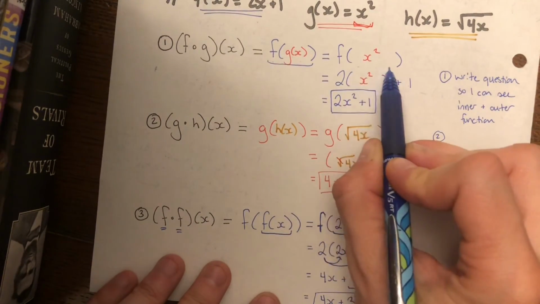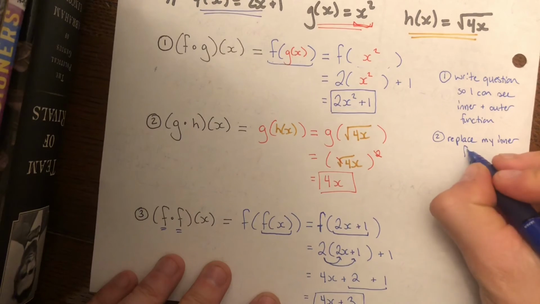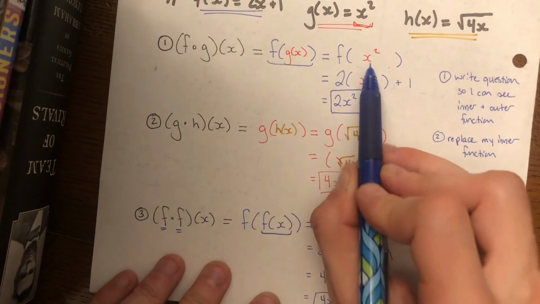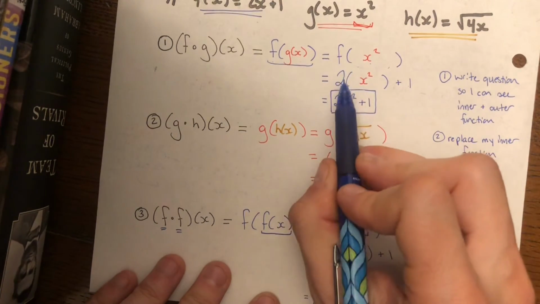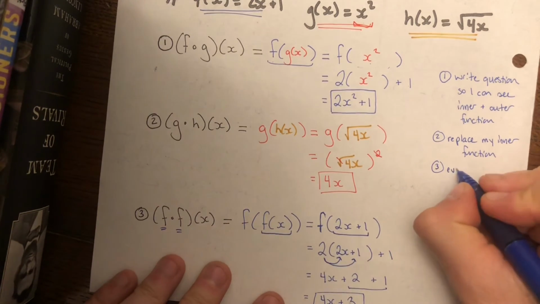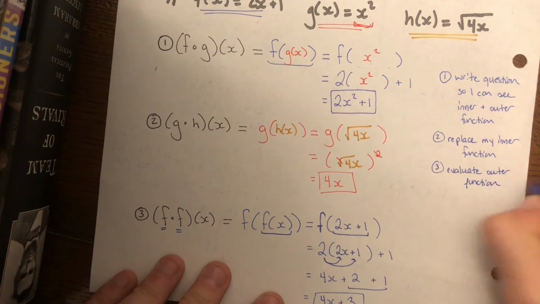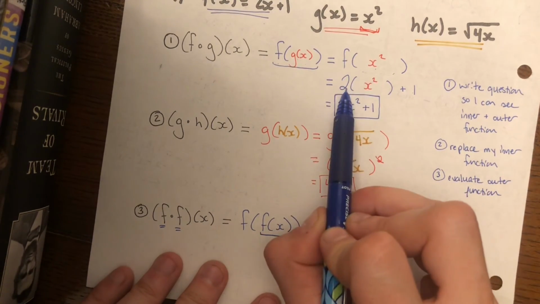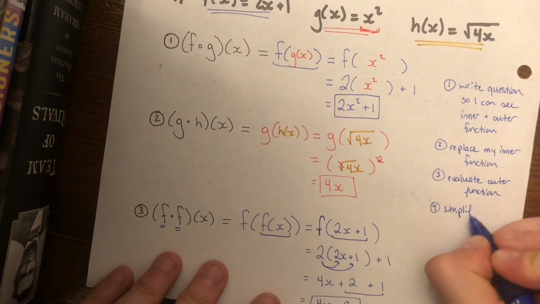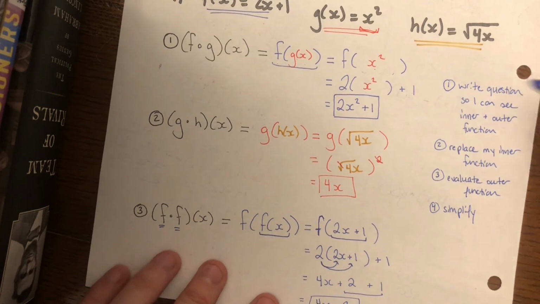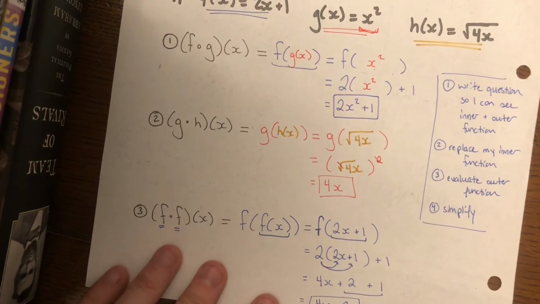Then I'm going to replace my inner function with the rule. So I replace my inner function, x squared, g of x is just x squared. Then I'm going to evaluate my outer function. So f of x squared, so 2 times the input plus 1, and x squared is my input. And lastly, I will simplify. So if you need to come back to this, these steps can be very helpful, and we'll practice these in class as well. All right, best of luck.